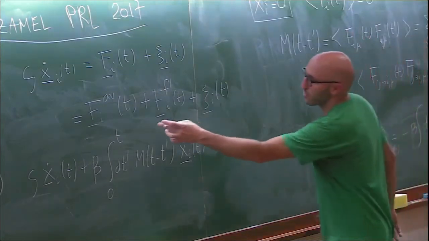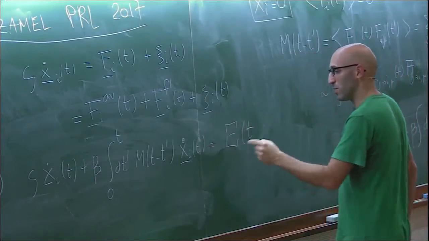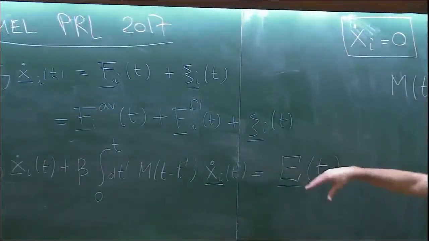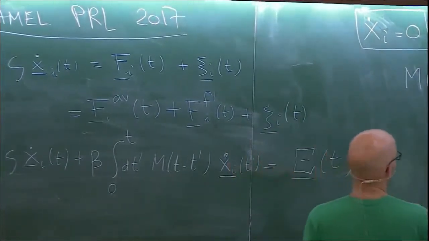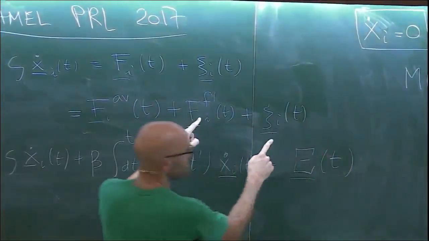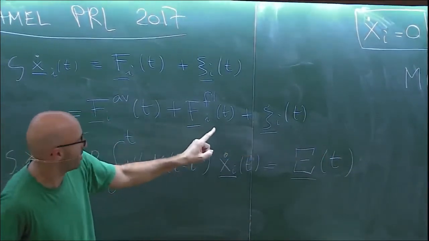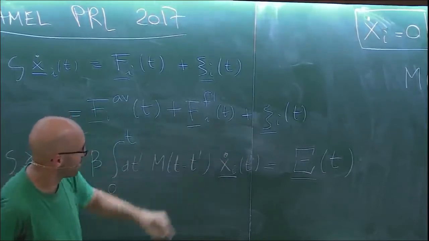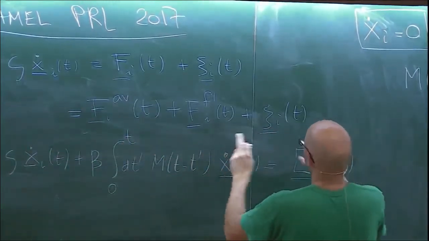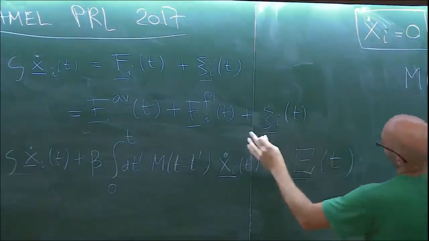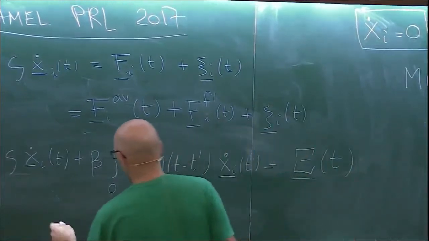So I will group them together, and I will call this capital Xi of t, and capital Xi of t is the sum of these two. I will assume that the white force is uncorrelated from this. I mean, this is correct because at equal times they are. Okay, this is not completely, but anyway, I will assume that they are uncorrelated because this is on I and this comes from the other particles.